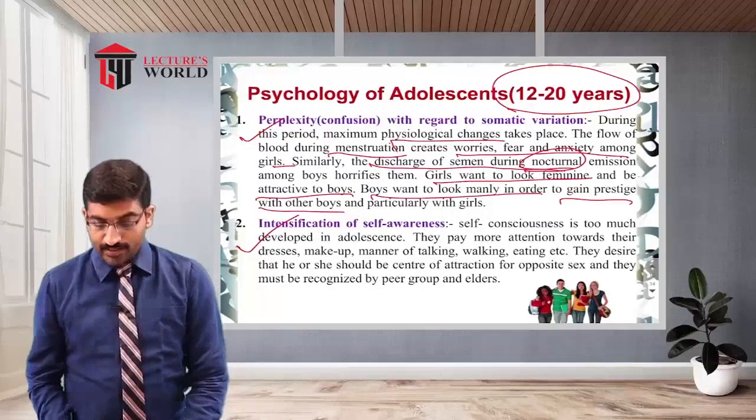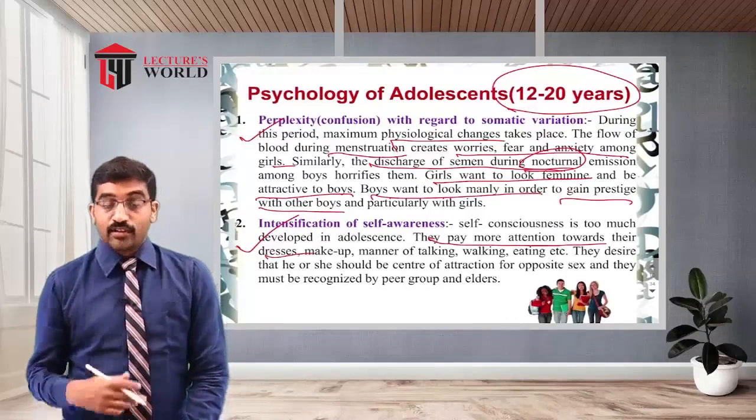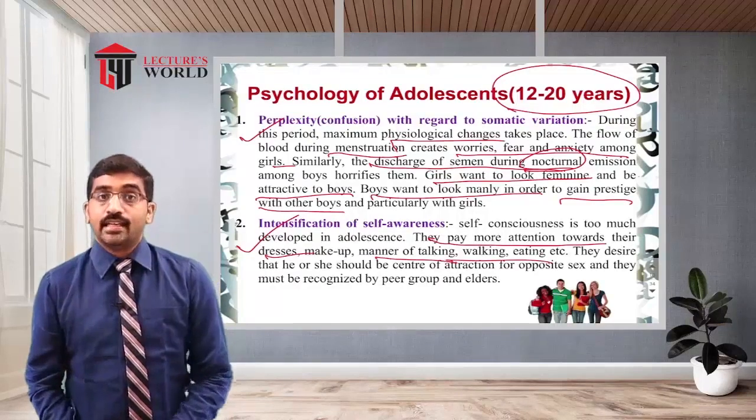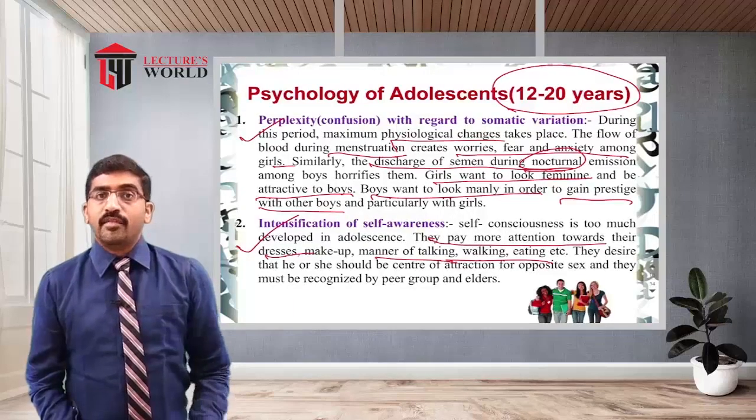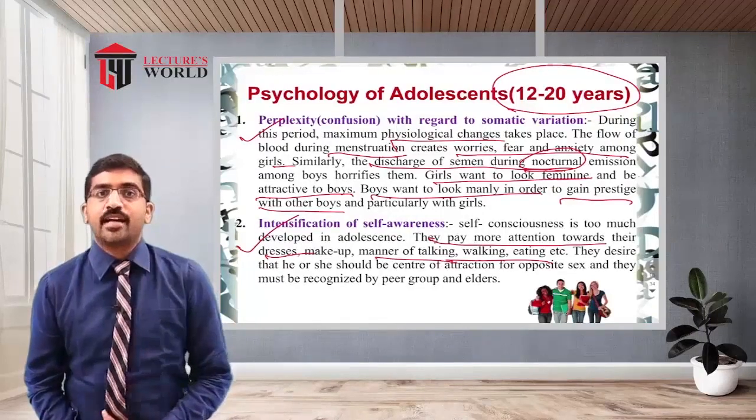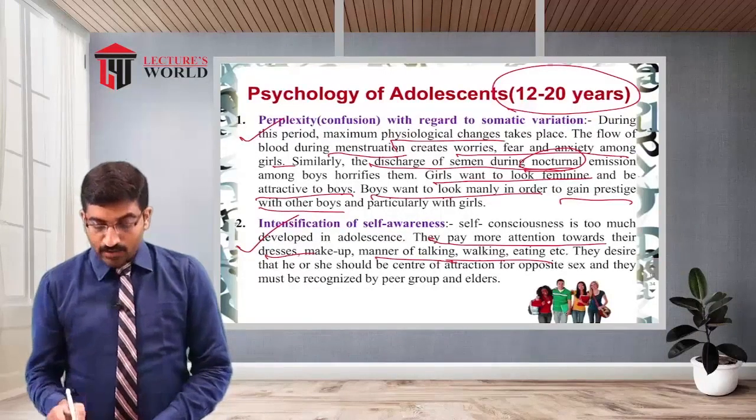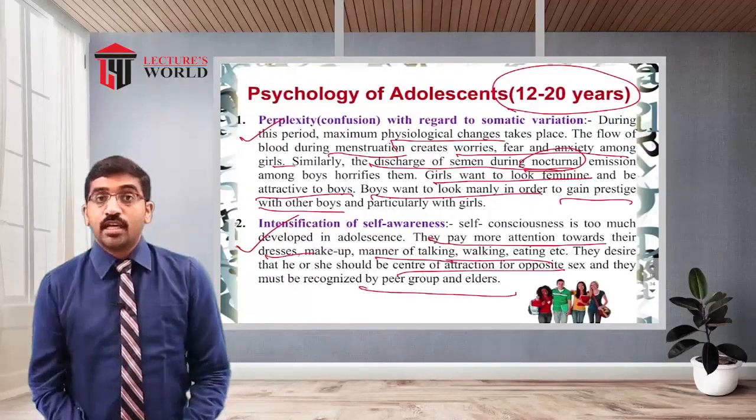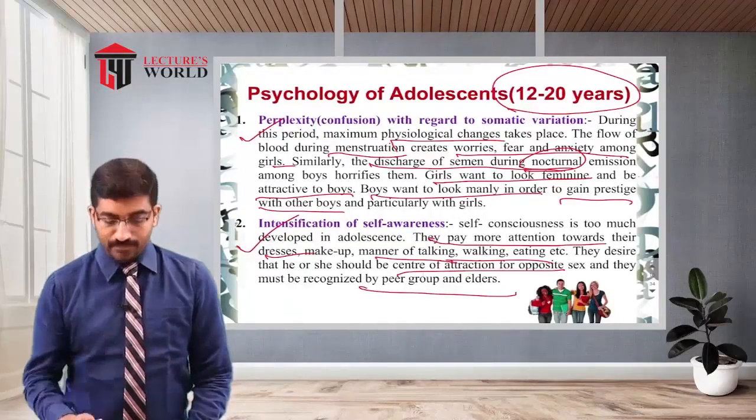Intensification of self-awareness. Self-consciousness is too much, because they pay more attention to their dress, whatever they are wearing, their makeup, their beauty, their face, their manner of talking, walking, eating. If they are showing such things, it is well and good if they are able to develop themselves well. But some children will not be developed in this age group, and they will not be taught by their parents or teachers. So what will happen? They are neglected by the people, neglected by society. So they do not know whether whatever they are doing is normal or abnormal. They want to be attracted towards the opposite sex. They want recognition from the peer group. They want independence, and they want their parents or elders to accept them.